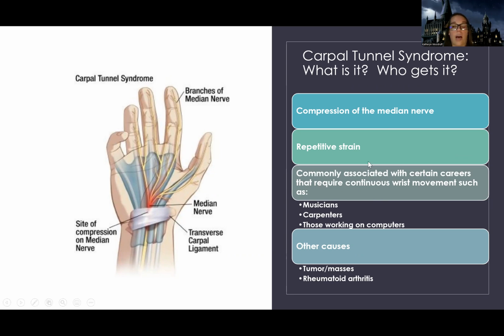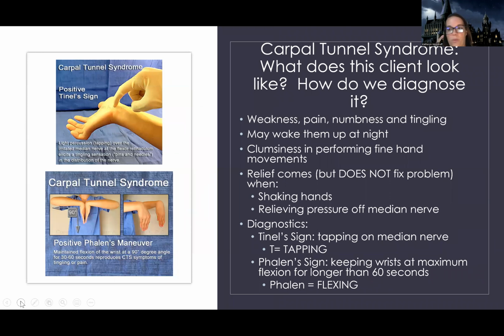Repetitive strain is really common in people that are in certain professions. Carpal tunnel is going to be more common in people that have continuous or repetitive wrist movements. That's going to be people like musicians, people that play certain instruments, especially guitar, carpenters that work with their hands a lot, and those that are working on computers for a good part of their day. But it also can be caused by other things like tumors and masses or rheumatoid arthritis as well, which we haven't talked about yet, but we'll go into soon.